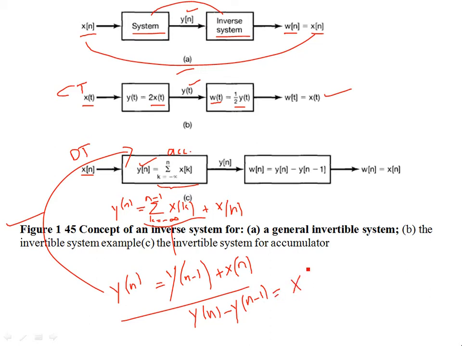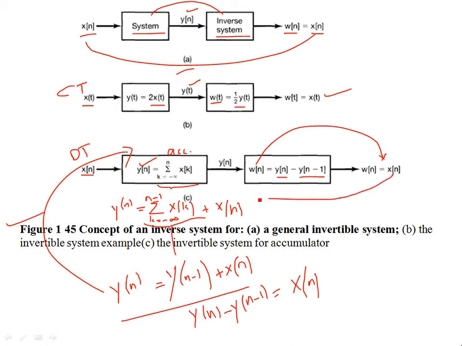Therefore you can formulate the description of an inverse system for an accumulator. For this discrete time accumulator, if W of n takes the difference between the present output and the immediate past output, this W of n will correspond to X of n.